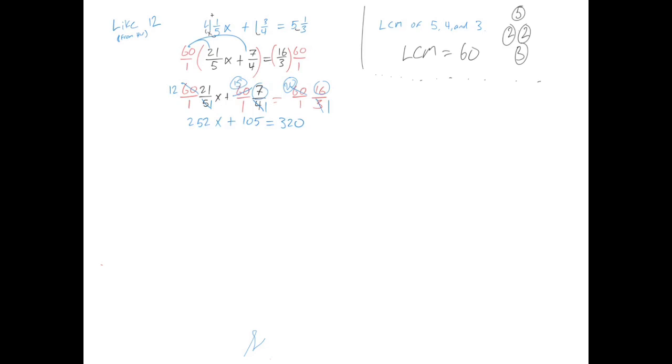So going through and finishing solving here, I need to subtract 105 from both sides. And I'm going to have 252x is equal to 215 divided by 252. And because I just made this problem up completely off the top of my head, that number doesn't simplify down nicely. But our final answer is going to be x is equal to 215 over 252.